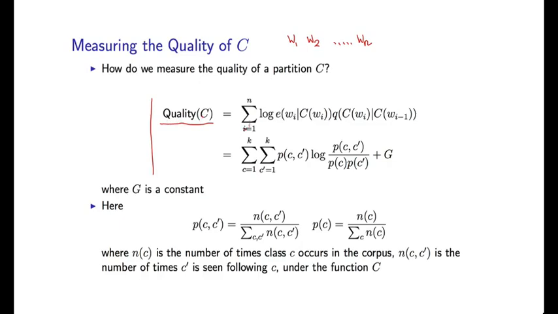So what I have here is a sum from i equals 1 to n of the log probability of the ith word in the corpus, where, as before, this probability consists of two terms, the product of two terms. Firstly, the probability of emitting Wi from cluster C(Wi), and secondly, the probability, given that the previous word was in cluster C(Wi minus 1), that the next word is in cluster C(Wi).